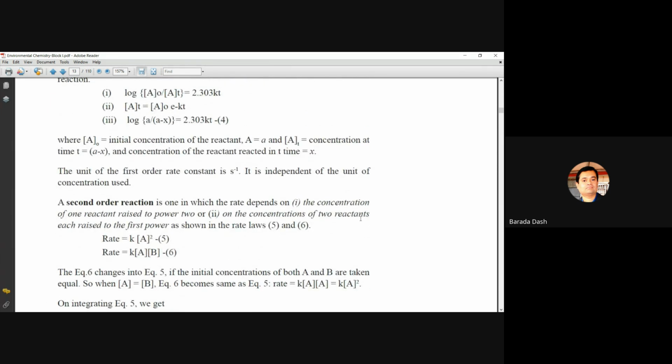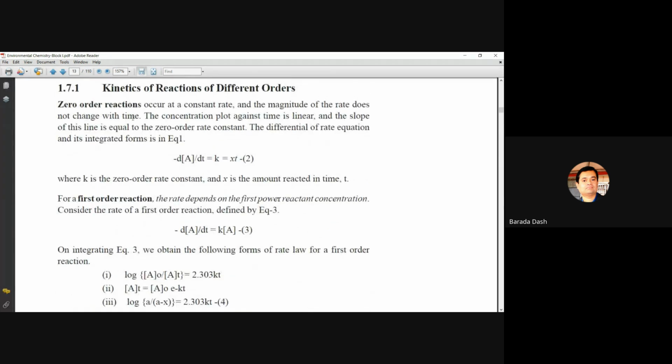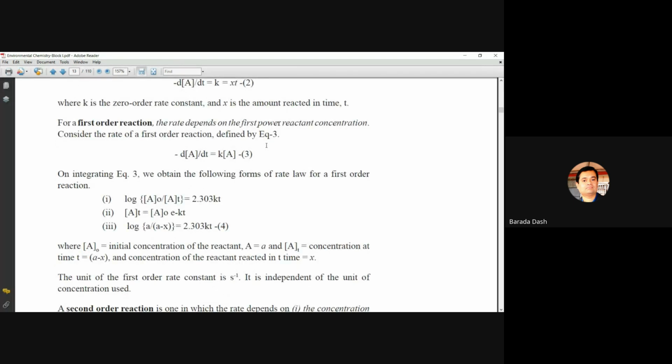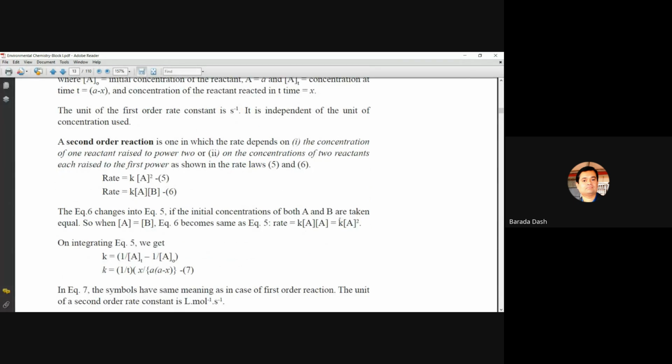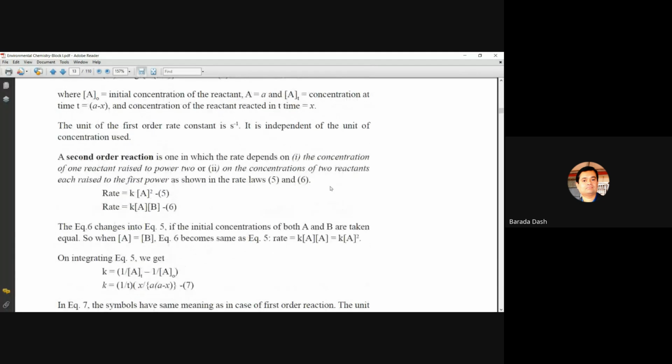The unit of the first order rate constant is second inverse. The zero order reaction rate constant has a different unit, but here the unit of the first order rate constant is s inverse, or second inverse. It is independent of the unit of concentration used. Second order reaction is one in which the rate depends upon the concentration of one reactant raised to power 2.